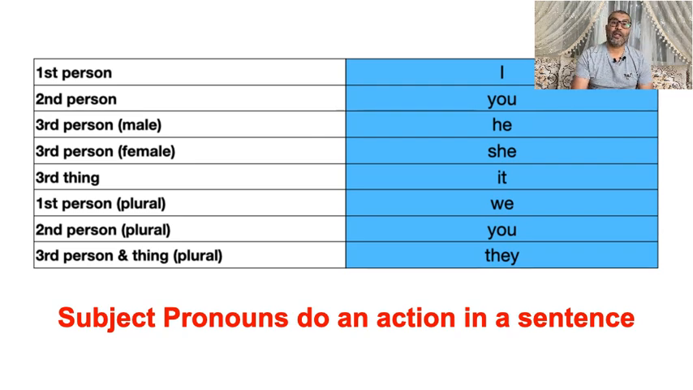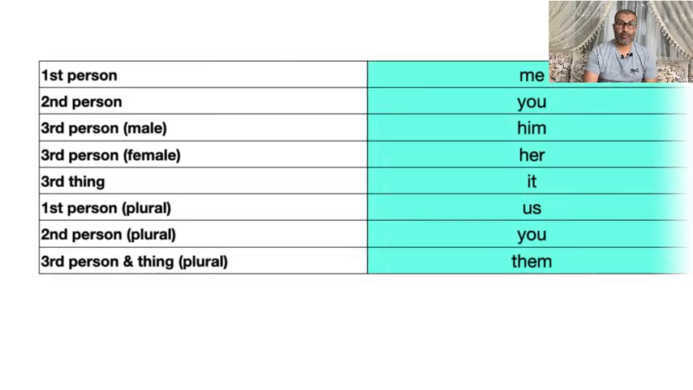Okay, the next one. The first one was the subject pronouns. Now we will look at the object pronouns. The object pronouns are: first person is me, second person is you, third person for a male is him, third person for a female is her, and for a thing it is it. First person plural, two or more, is us, the second person plural is you, and the third person plural, people and things, is them.